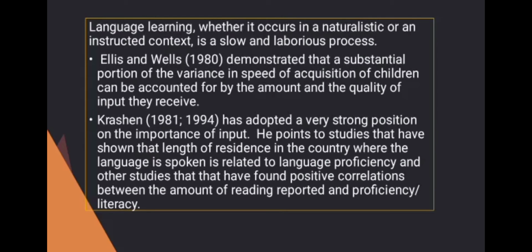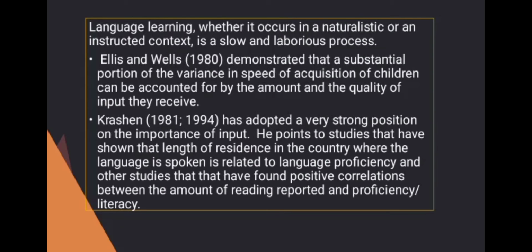Because Ellis and Wells stated that the more exposure they receive, the faster they will learn. Pila ka years gigamit ang first language sa sulod sa panimalay maong mas grabe ang exposure niya dito kaysa sa Language 2 and Language 3.